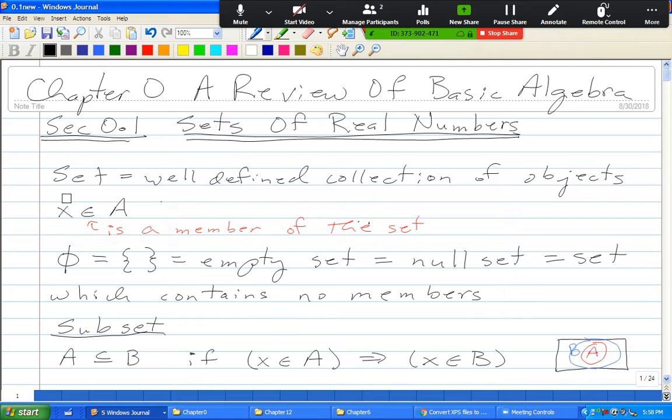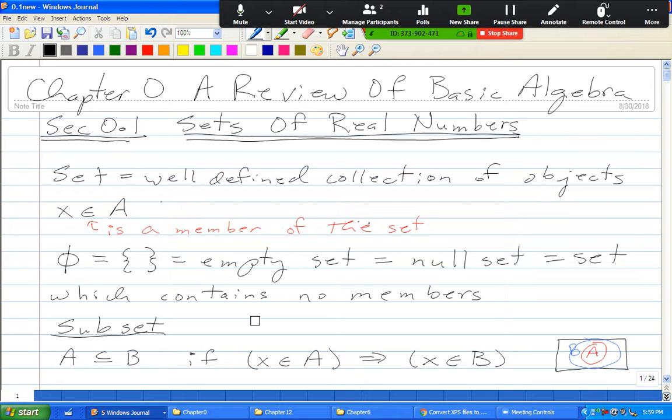So X, being a member of a set, is denoted by, suppose that X is a member of the set A, then we denote that by X and then this symbol here, which means is a member of the set A. The set that contains no members is called the empty set. So we denote the empty set by this symbol, or just by two brackets with nothing in the middle. So this is called the empty set or the null set. It's a set which contains no members.